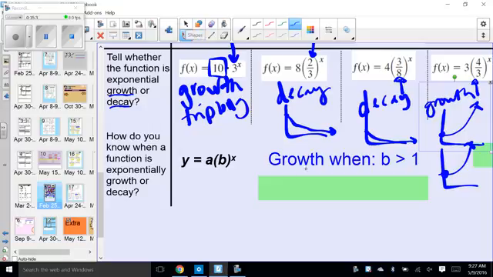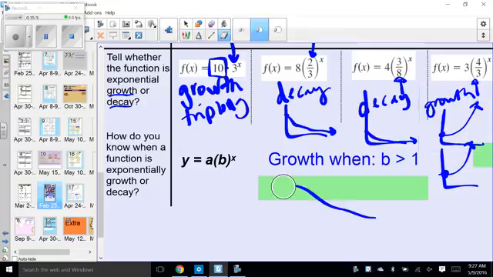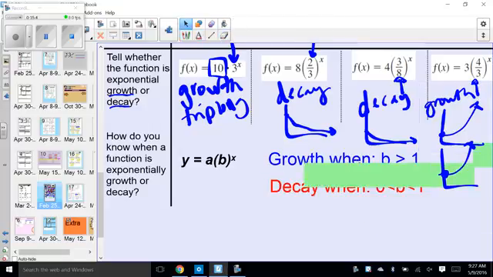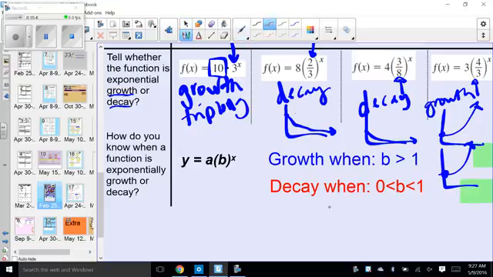If the value is a fraction less than 1, so it's some fraction between 0 and 1, then it's a decay. So we still start at 0, 1, but now we're going to approach 0 all the way to infinity, getting super, super tiny. So that's how we know if it's a growth or if it's a decay.